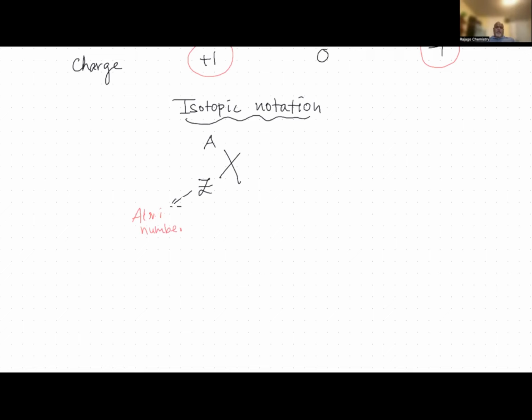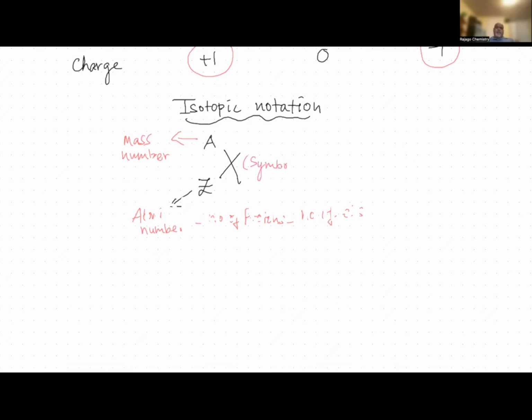But A is referred to as the mass number. So atomic number, we know, is nothing but the number of protons. Usually atomic number refers to the number of protons because the electrons might change. The atom might lose electrons, but usually the number of protons and the number of electrons are one and the same. So X is nothing but the symbol.